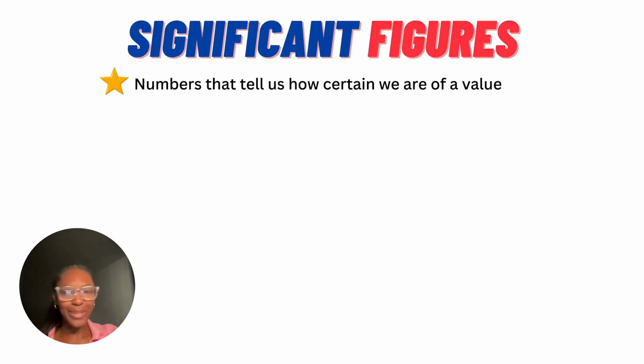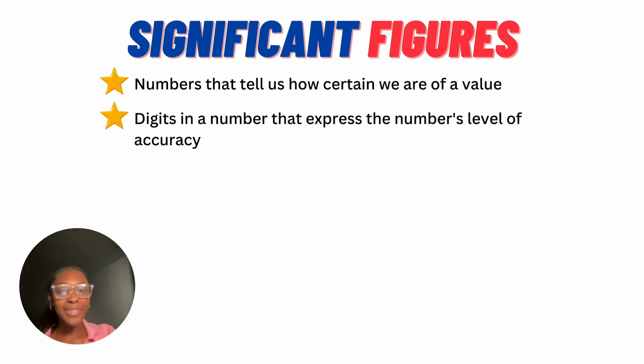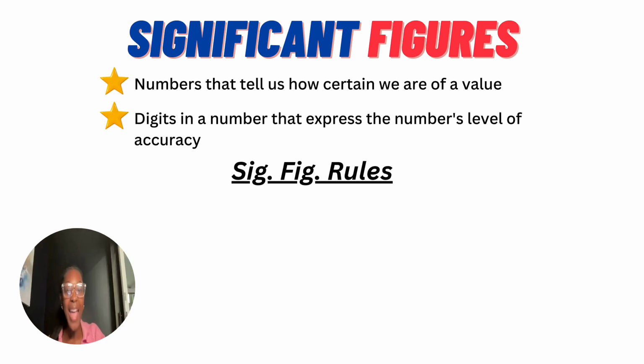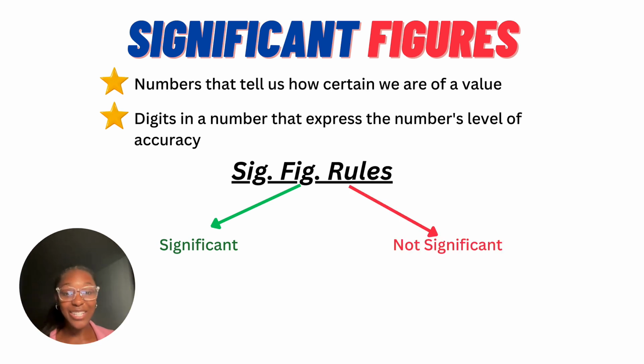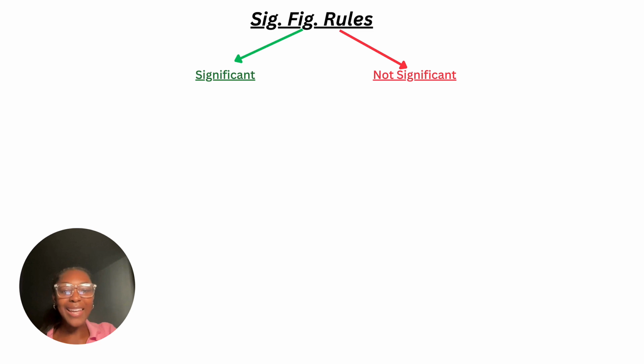So, what are significant figures? Significant figures are the numbers that tell us how certain we are of a value, and also it's the digits in a number that expresses the number's level of accuracy. And with this, there are some rules that come about. So, we have rules that tell us when the digits in a number are significant and when the digits in a number are not significant.